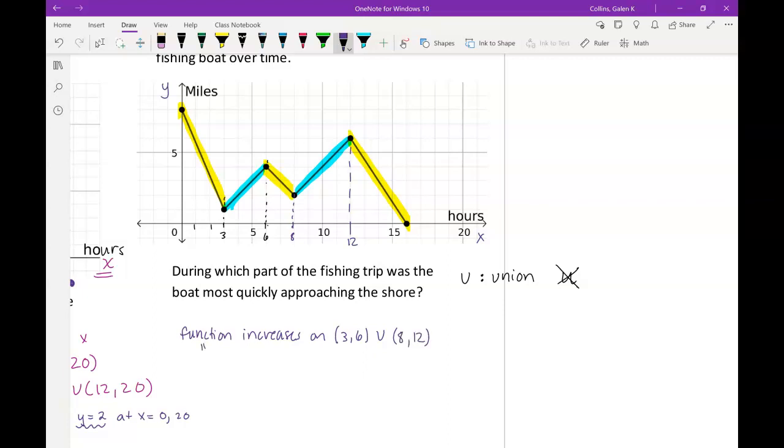All right, the function decreases on the other intervals. So from 0 to 3, I'm going to use the union symbol. Then again from 6 to 8, so everywhere that I have highlighted yellow. And then again from 12 to 16.